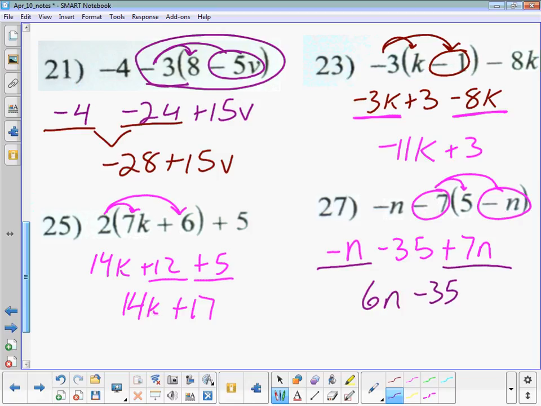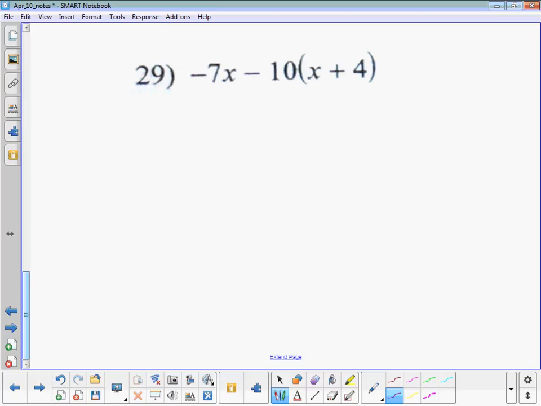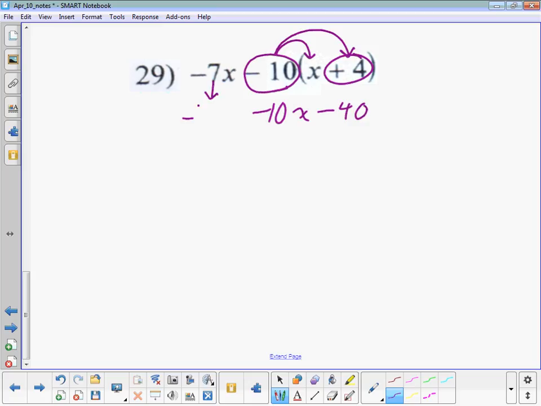Okay, one more example problem here for you, and then I'll turn you loose to do the assignment yourself. I've got a negative 7x minus 10 of these x plus 4 groups. So we're going to work it through the same way. I'm going to take this negative 10 times the x, which gives me a negative 10x. I'm going to take this negative 10 times this positive 4, which is a negative 40. And I'm going to bring this one down. So I got a negative 7x minus 10x minus 40.